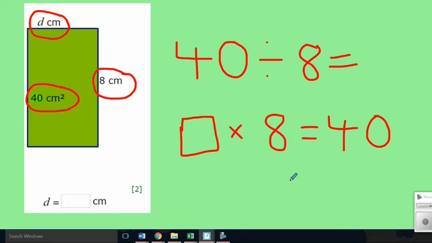Okay? So again, if you know your 8 times tables, 8, 16, 24, 32, 40. The answer will be 5. Okay, you just write 5 centimetres there. I would always check, double check, triple check before you put your answers in. So let's have a look. If this was 5, does 5 times 8 make 40? Yes, we've just proved it in 2 possible ways here. Okay, that's how you do those ones.